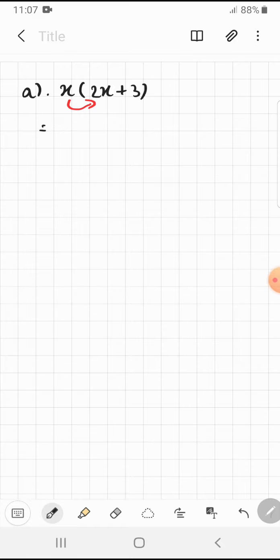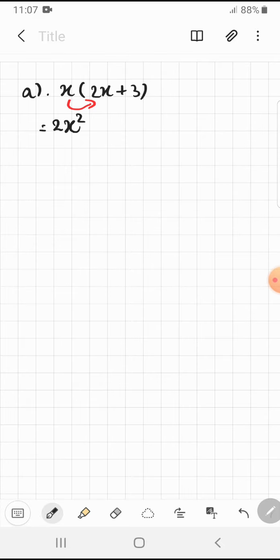After that we time number with number. So if you don't see any number in front of letter 8 on the outside bracket, it means it's number 1. So 1 times 2, the number in front of 2x is 2. So 1 times 2 is 2. And then we time the variable 8 by 8. 8 by 8 is 8 squared.